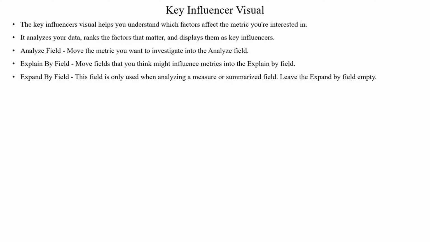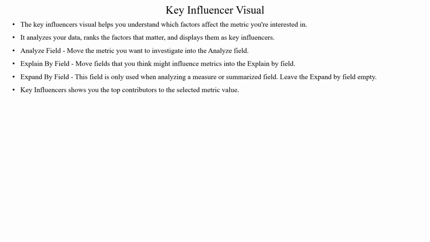And explain by field, as I said earlier, holds the factors that might influence the metric. Just plot those fields in the explain by field. For example, it could be product brand, category, subcategory, product designs, colors, cost. It can be anything which influences that metric, right? So whatever fields you think might influence the metric, just plot them in the explain by field. If you want to analyze a measure or summarize the field, then use the expand by field, otherwise ignore it.